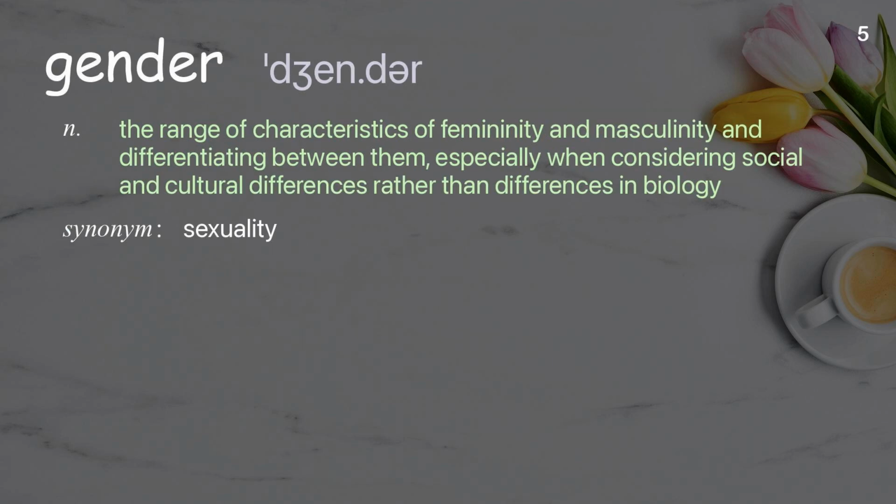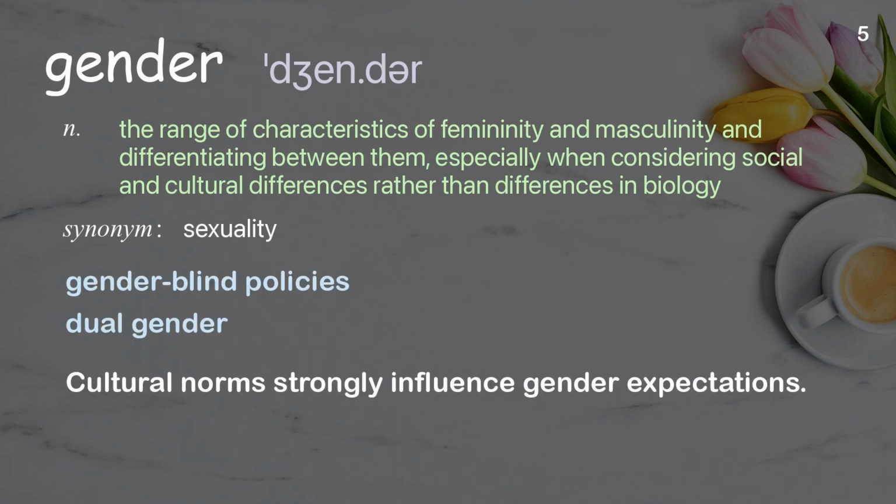Gender. The range of characteristics of femininity and masculinity and differentiating between them, especially when considering social and cultural differences rather than differences in biology. Examples. Gender-blind policies. Dual gender. Cultural norms strongly influence gender expectations.